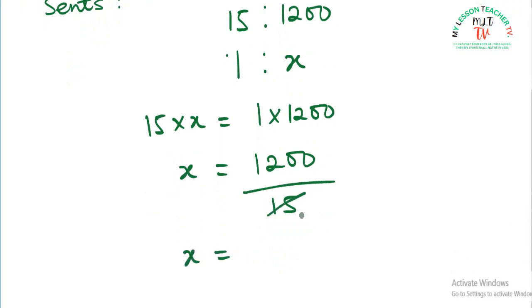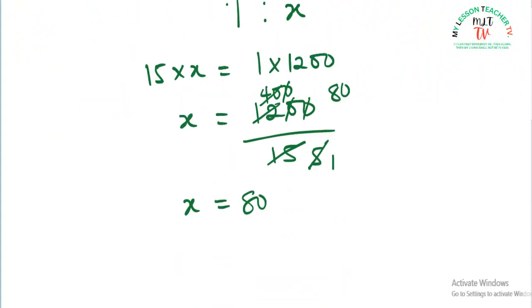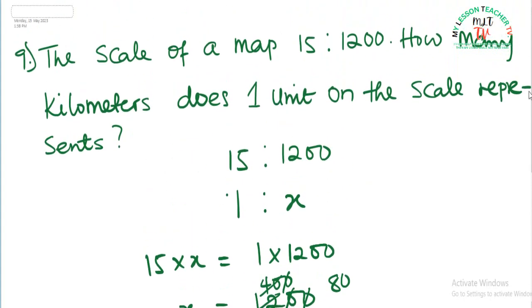3 can divide, 3 into 15 is 5, 3 into 12 is 4, 3 into 0 is 0. 5 can still divide because 5 is a factor of itself and 400. 5 into itself is 1, 5 into 400 is 80, so this is 80. What this means is that 1 cm on the scale represents 80 units on the ground. So this is equal to 1 cm represents 80 units on the ground.